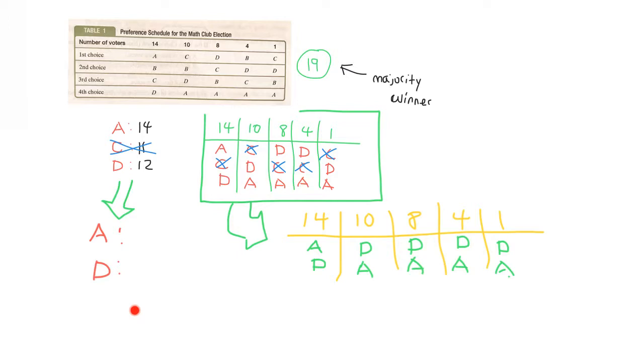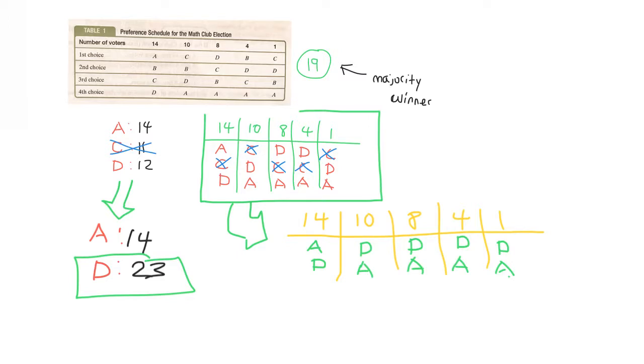So how many first place votes did A get? Well, A still got 14. And D got, let's see, 10 plus 8, which is 18, plus 4, which is 22, plus 1, which is 23. And therefore D is the majority winner with 23 first place votes, seeing as how you need 19 or more to be the majority winner. D is therefore the winner. So that's plurality with elimination method.